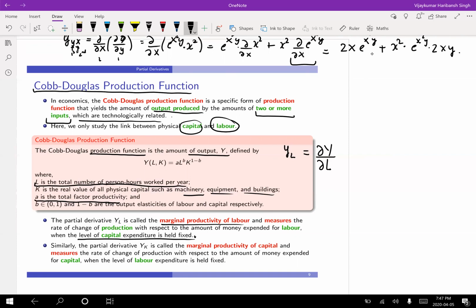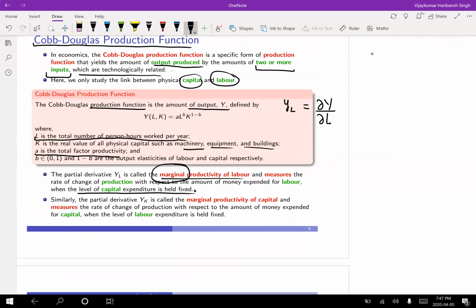Your L is, sorry, expenditure is fixed. That means your K is fixed, your L is changing, and then you can talk about YL. And the name marginal comes from the marginal cost function, right? The word marginal was used earlier in this course. What was the marginal cost function? It was dC by dx, right? Same way. So marginal basically represents the derivative part of it.